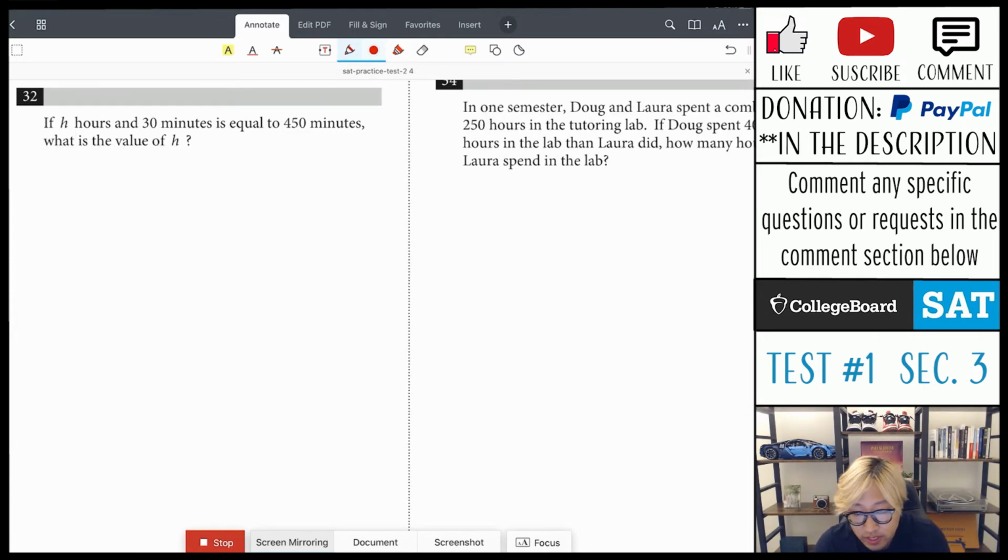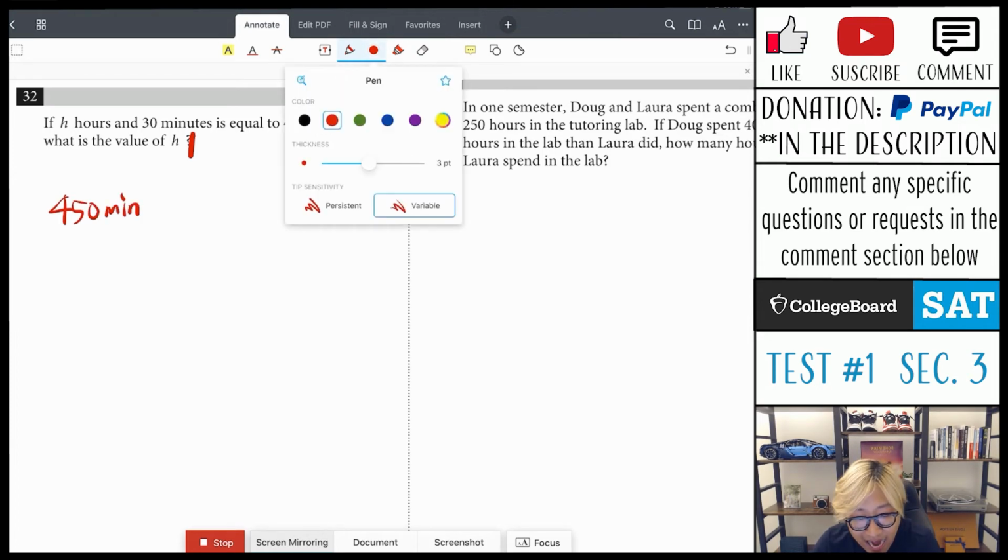Number 32, if h hours and 30 minutes is equal to 450 minutes, what is the value of h? Well, let's see. 450 minutes. Let's try to convert that into hours. How do I do it?